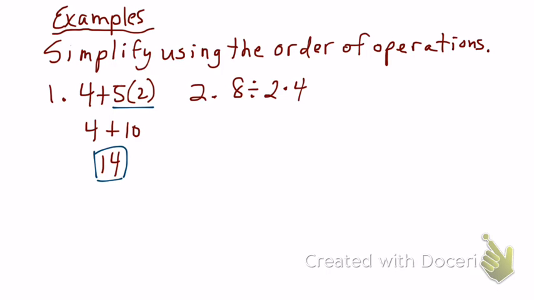Number 2, here we have a division and a multiplication. And again, we just talked about how these are equal priority, and we do the one on the left first. And so this is going to be 4 times 4, and so we're going to get 16.